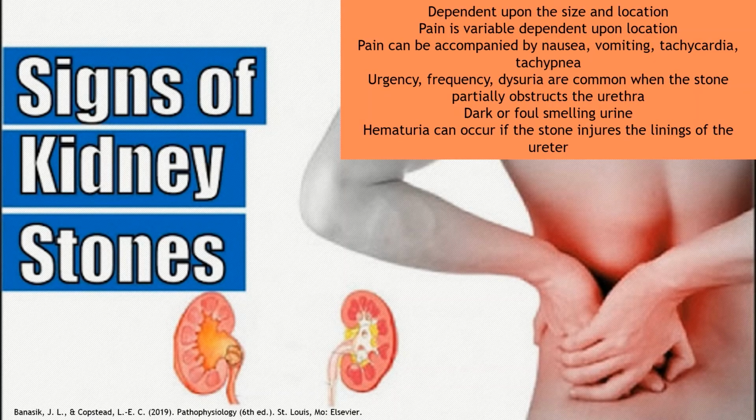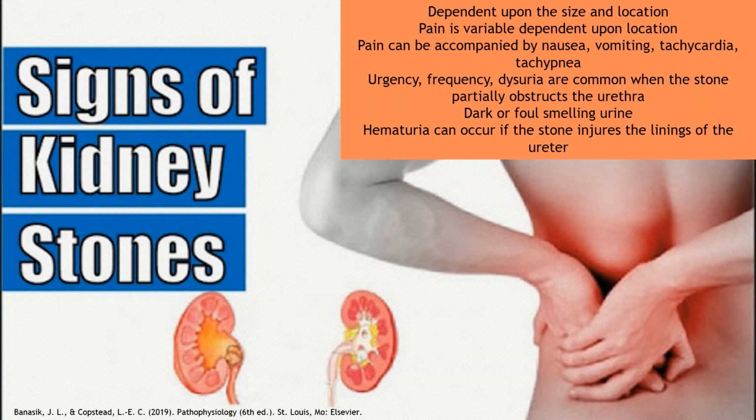Signs and symptoms are dependent upon their size and location, and they can also mimic other causes of pain in the abdomen. Pain can vary from vague to extreme. Typically, if the pain is in your flank, which is where this person's holding their back, that's when the pain's going to be very high. It can be accompanied by nausea, vomiting, tachycardia, and tachypnea.